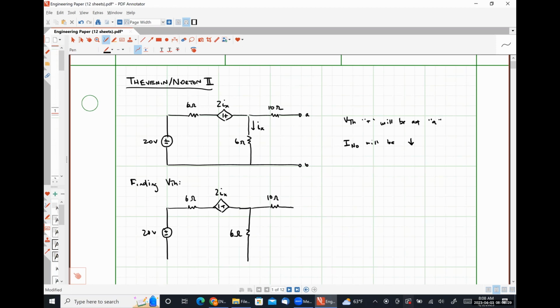Ohms, 10 ohms, so positive, negative, Thevenin. All righty. Oh, and I need to remember to define IX here. So how could we find our Thevenin voltage? Or I guess another way to put this is, which circuit element is our Thevenin voltage actually the voltage drop of?